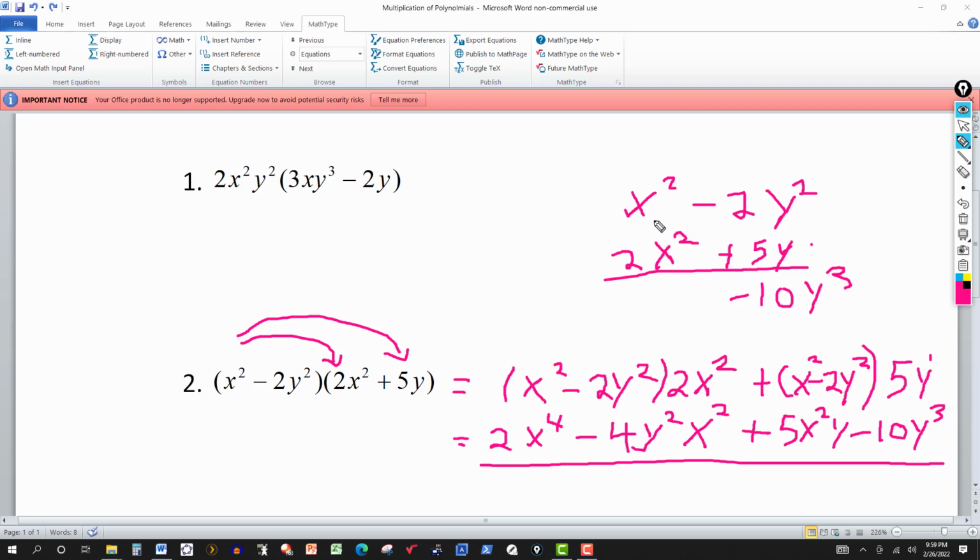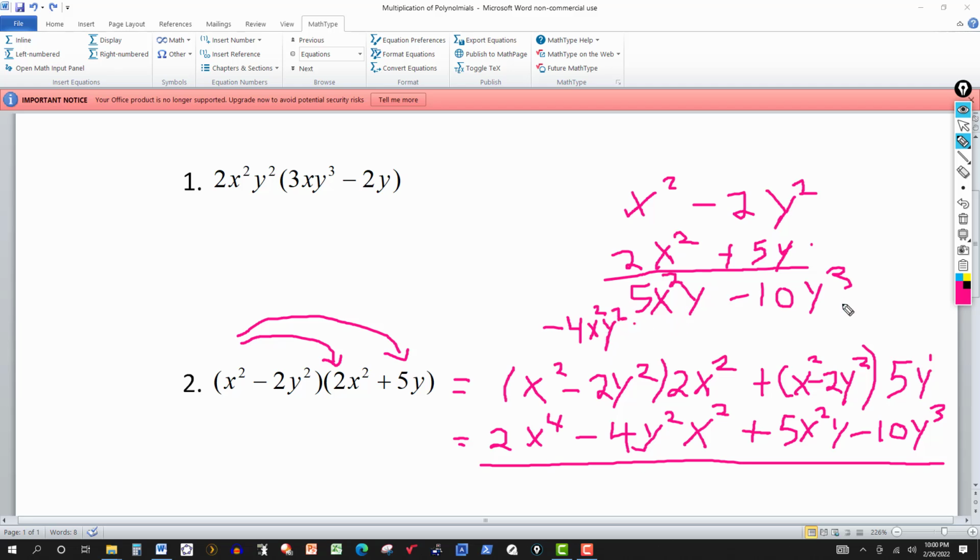And then this 5y multiplies the x squared over here. So that would give me a 5x squared y. And we go the other way. With the 2x squared, multiply this way. So 2x squared times a minus 2y squared. That'll give me a minus 4. 2 times minus 2, that's minus 4. x squared times y squared is x squared y squared. So that's a minus 4x squared y squared.